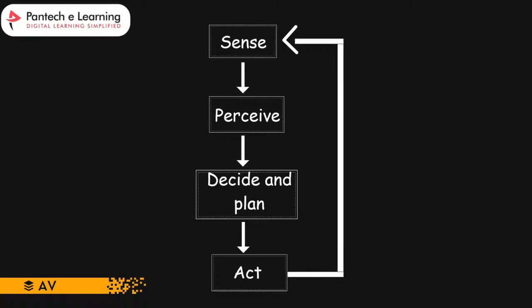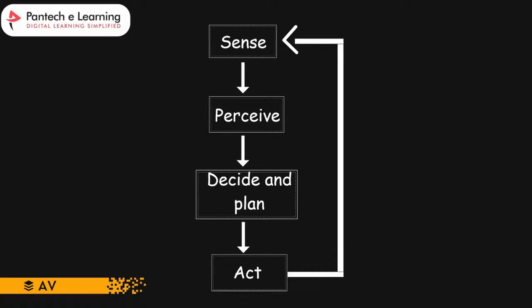Next one is perceive. So what is perceive? Once the sensors have collected the data, the vehicle system processes this information to understand what's happening around it. This involves interpreting the data to recognize objects like other vehicles, pedestrians, traffic lights and road markings. It also assesses the speed and direction of these objects and predicts their future movements. So this is what perceive is.